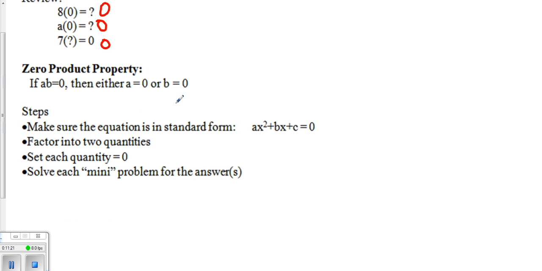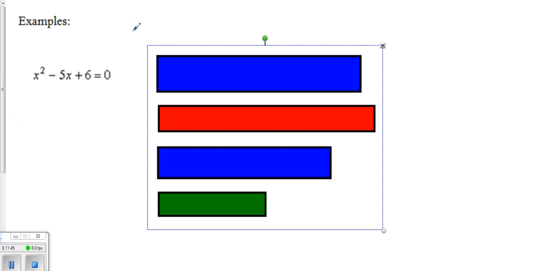So the steps for factoring and using the zero product property: we make sure we get it into the regular quadratic form, ax squared plus bx plus c equals 0. We factor into two quantities using our AC method. We set each quantity equal to 0. So one factor equals 0, another factor equals 0, and then we solve each mini problem for the answer. So let's see how this looks.